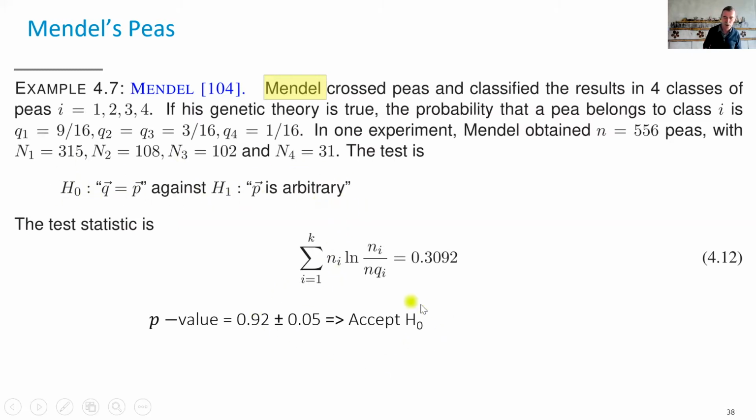In fact, if we look at the power of the test, we will find that the p-value is very large and the power of the test is also extremely large, which in some sense is suspicious. If you do a truly random experiment, the probability that you find such a high p-value is very small. So there are some suspicions from statisticians that the numbers here might have been tuned a bit to arrange the theory. But that's another story.